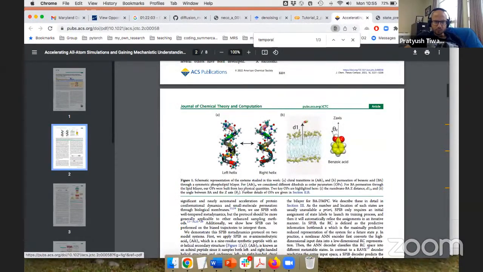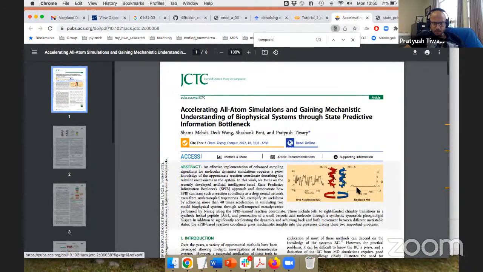So in this one, we have two systems, AIB9, which is a system popularized by Gerhard Stock in explicit water, I don't know, TIP3P or something. And we consider this left-handed helix to right-handed helix transition. If you run unbiased MD for half a microsecond, nothing happens. So in this case, Shams started from this one.